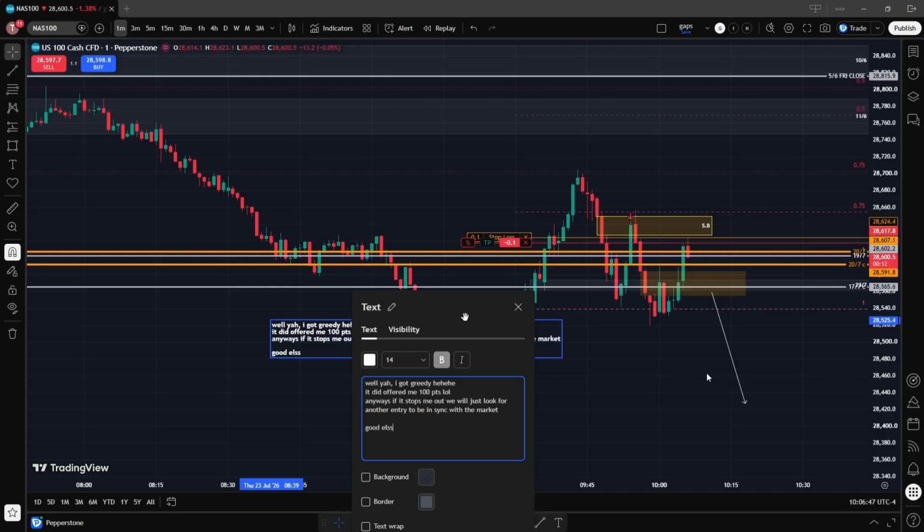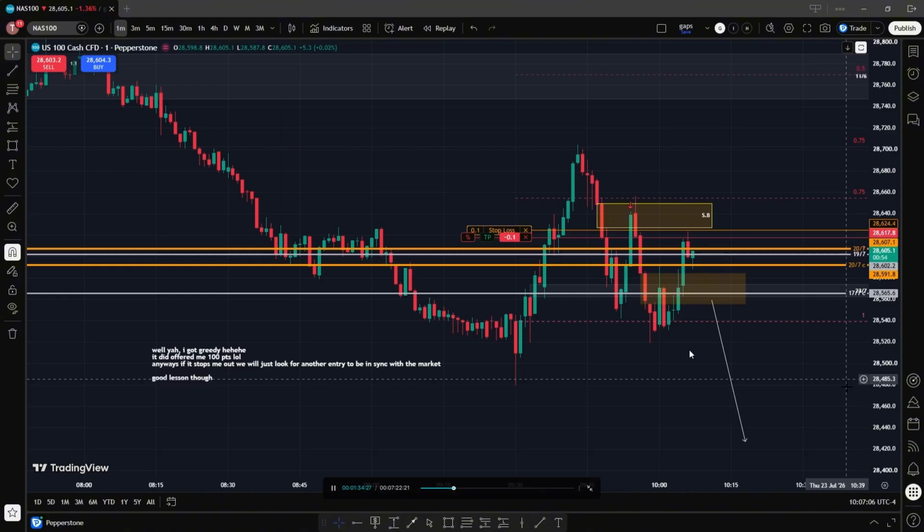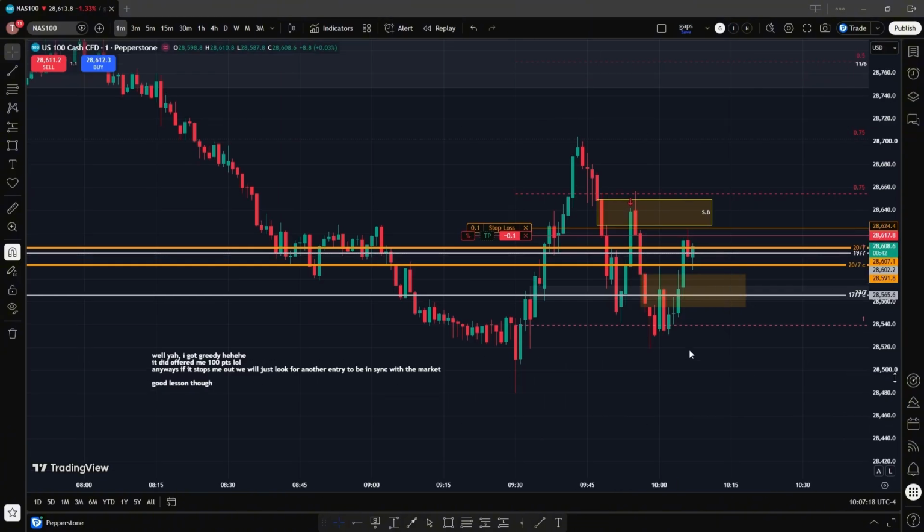So you can see what I'm typing here. Yes, I got greedy, did offer 100 points, but then I basically did not take my profit at the low hanging fruit objective, which was the opening range low. So that is one mistake that I would say that I can do better in this trade because I can't take partial.